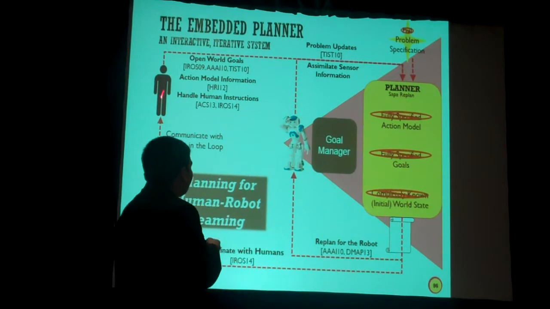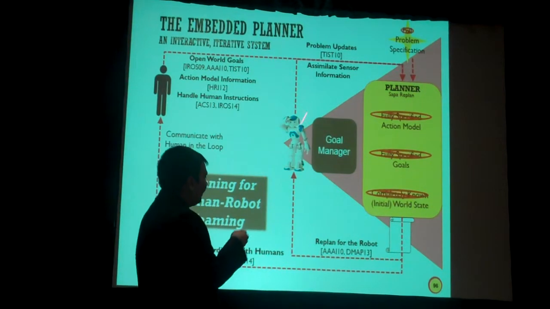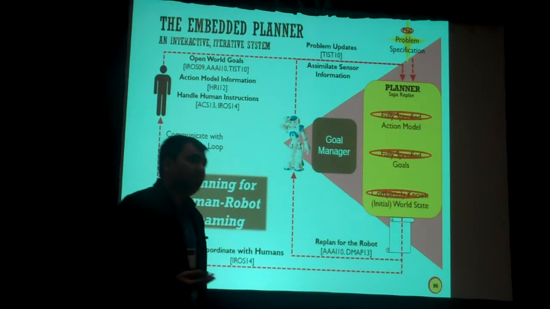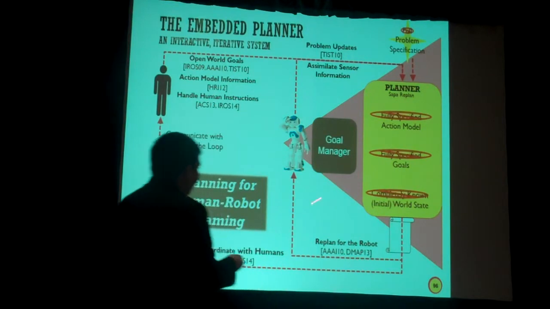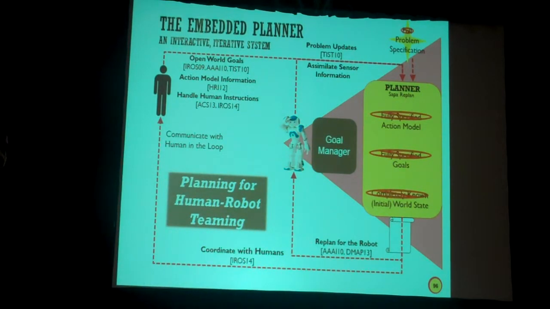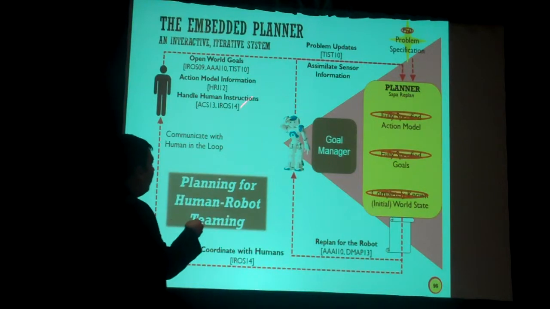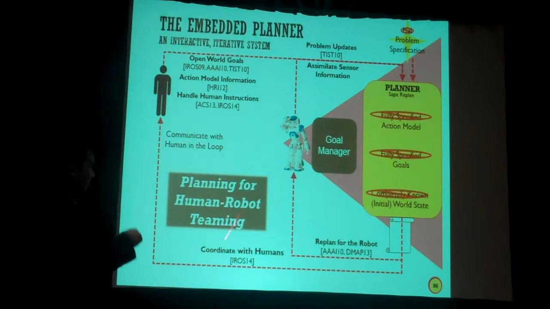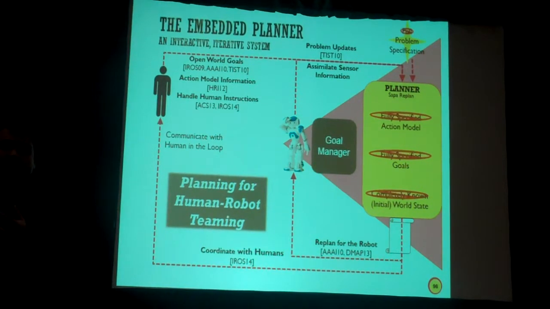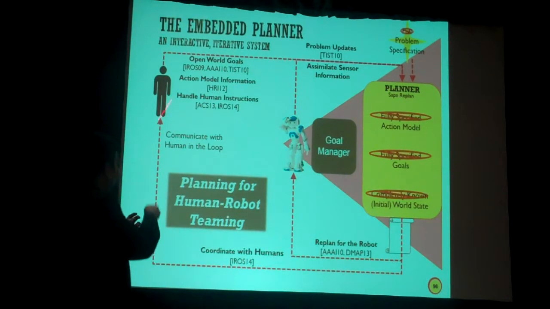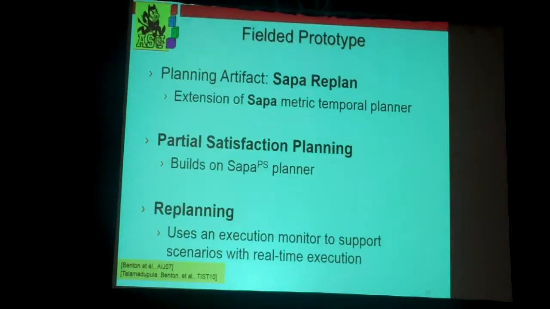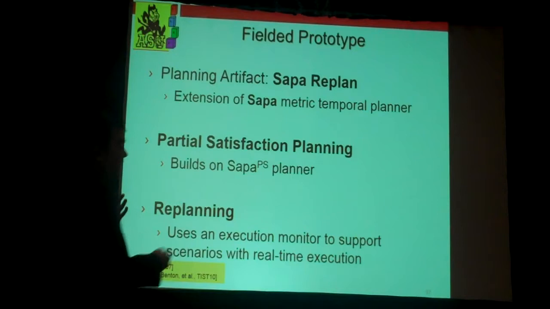Unfortunately, once you start introducing humans in the loop and then other agents like the robot that the planner has to be responsible for, that it has to control, then there are a whole bunch of other issues that come up, and these are all papers that you can download and read on each one of these problems that I'm going to talk about in the coming few slides. But basically the point of this very busy slide is to show you that there are a host of challenges that are born out of adding just this one extra agent in the world, and what we ended up doing was basically creating a fielded prototype. So in our case, this was the planner SAPA replan.